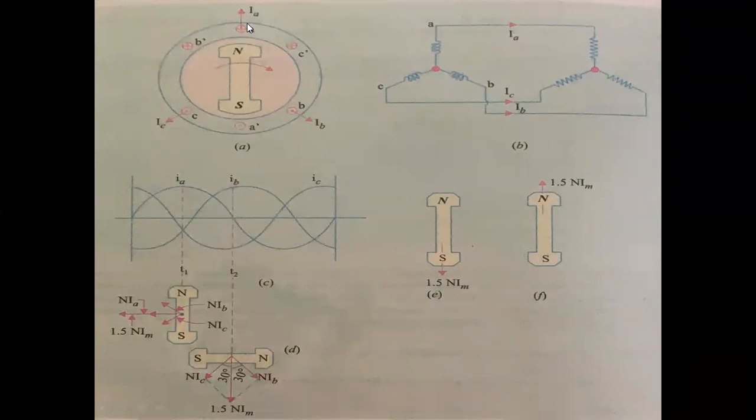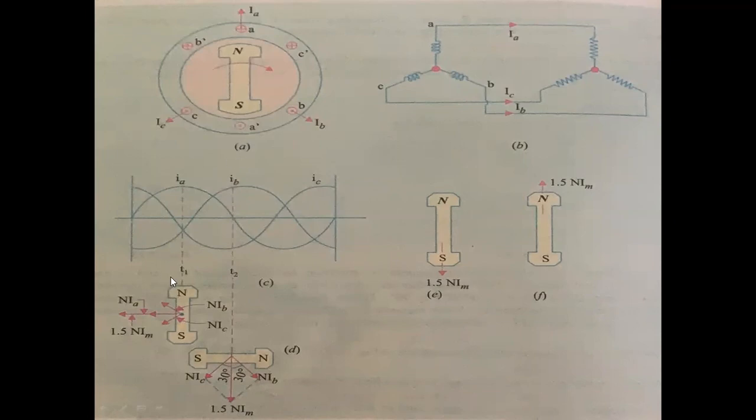IA will also be maximum at time T1. When IA is at its maximum value, IB and IC are half of their maximum values. The instantaneous directions of the currents shown in figure A are shown in figure C.